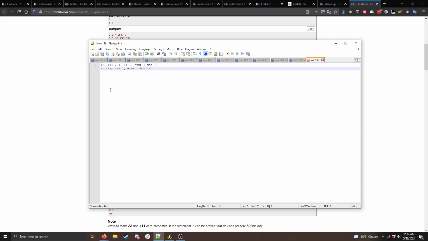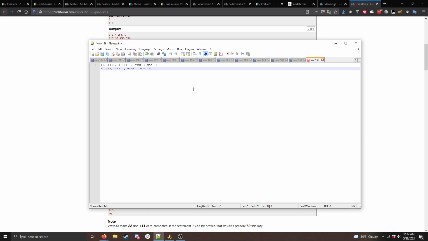And we can prove this basically by using induction. For example, 1111 is just equal to 11 times 100 plus 11, which we know is going to be congruent to 11 mod 11, which is 0 mod 11. And likewise for this one, 111 is equal to 11 times 100 plus 1, which is 1 mod 11.